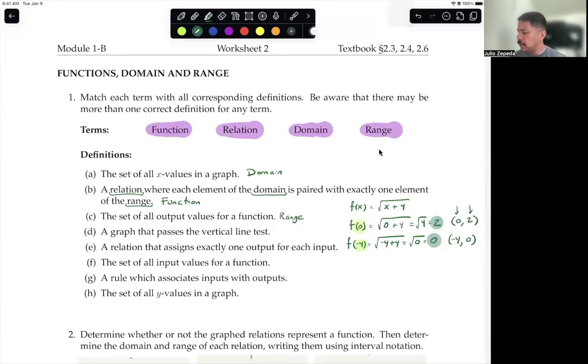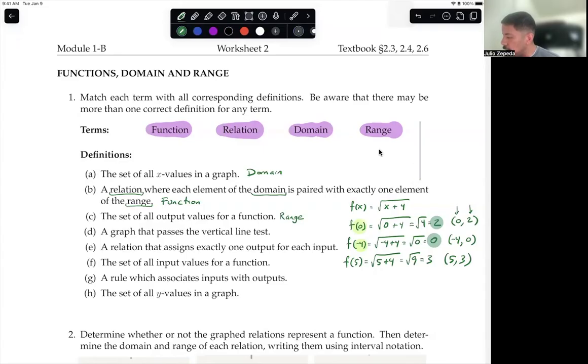Okay, so let's try another value. How about f of, let's see, f of 5, the square root of 5 plus 4. This is equal to the square root of 9, which is 3. So we have another ordered pair, 5, comma 3. Okay, and so we can plot these on an xy plane.